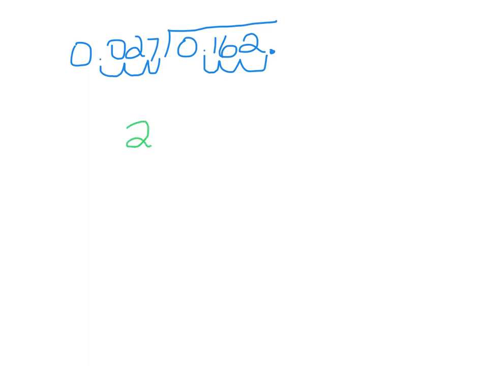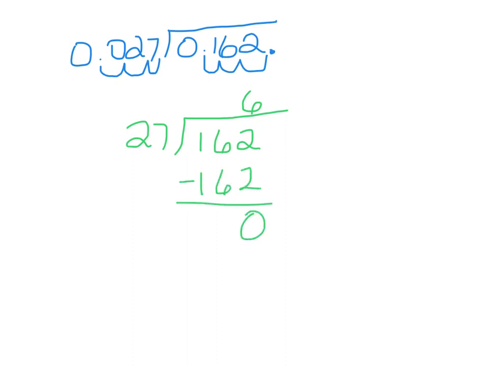So now I have 27, because remember, the divisor must always be a whole number. 27 goes into 162. Now, that goes in there 6 whole times. 6 times 27 equals 162. I subtract and have 0 as my remainder.